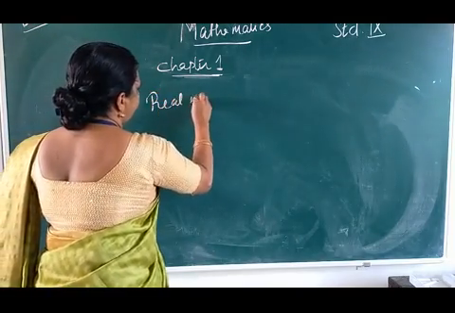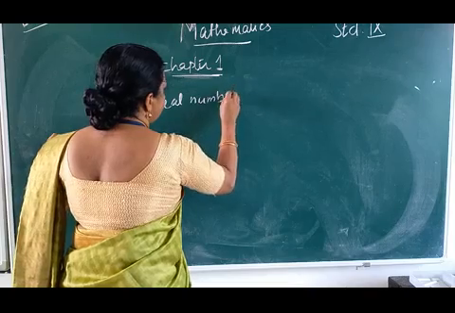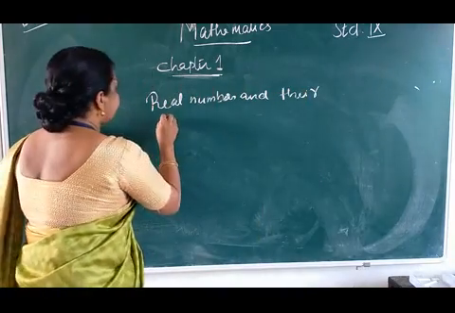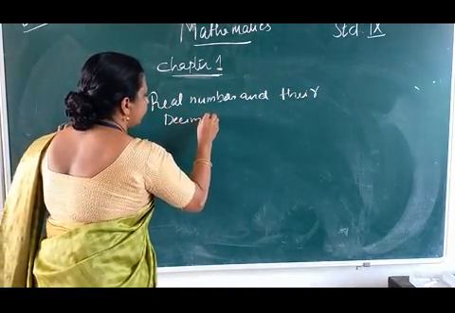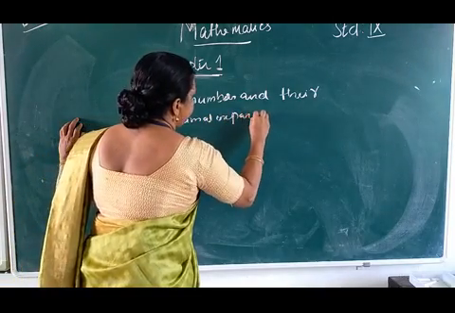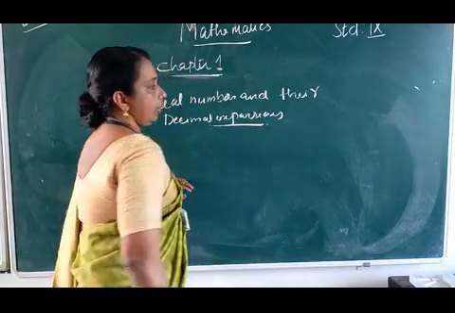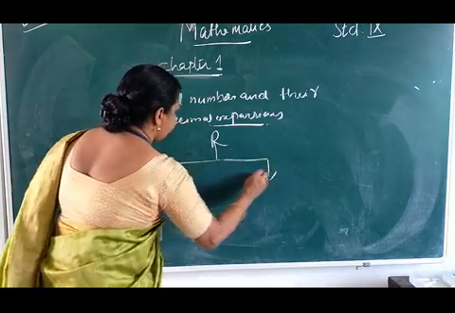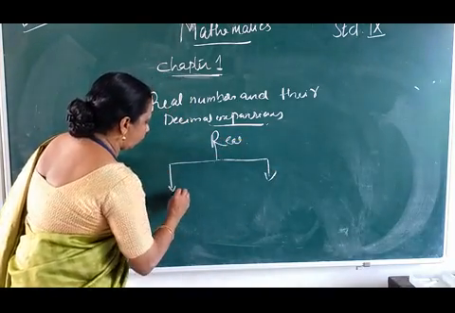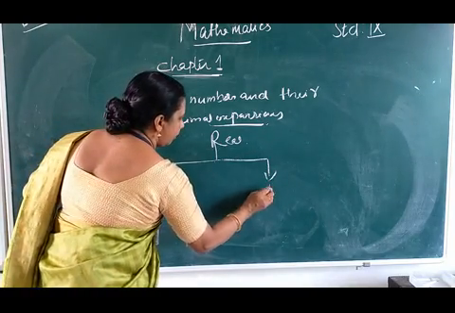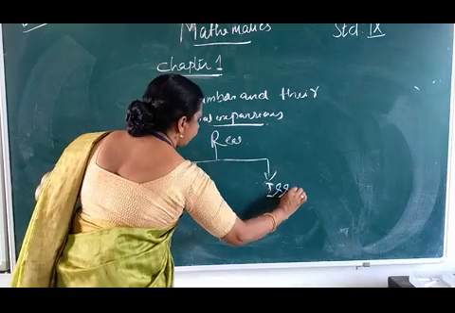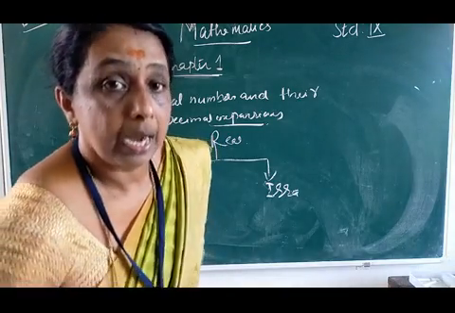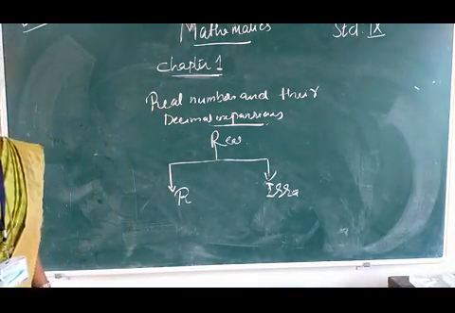Real numbers and their decimal expansions. You know, real numbers is the collection of rational numbers and irrational numbers. Today we will discuss the decimal expansion of rational numbers.